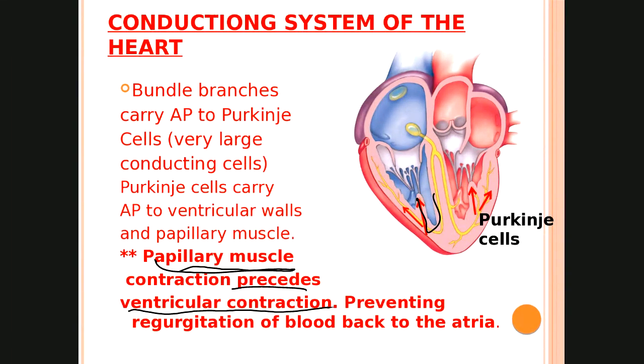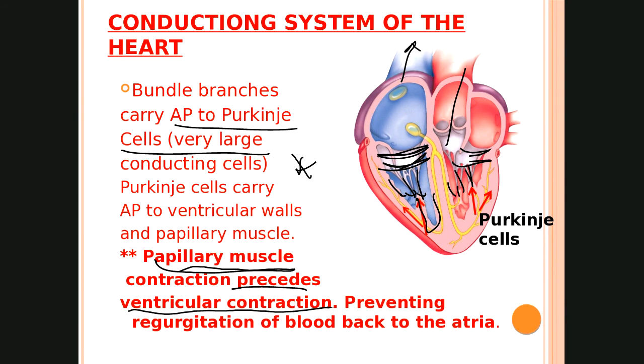That makes sense if you think about it, because when the papillary muscle contracts, it pulls on the chordae tendineae and locks the valves shut, to prevent the blood from returning to the atrium. Now, when the ventricles contract, blood has nowhere to go except outside, through the semilunar valves, into the aorta and pulmonary trunk. So it is important that the cells in the papillary muscle be the first ones to contract within the ventricle.